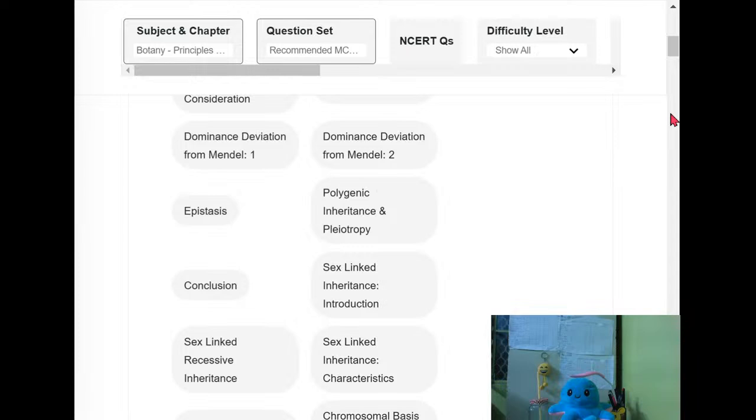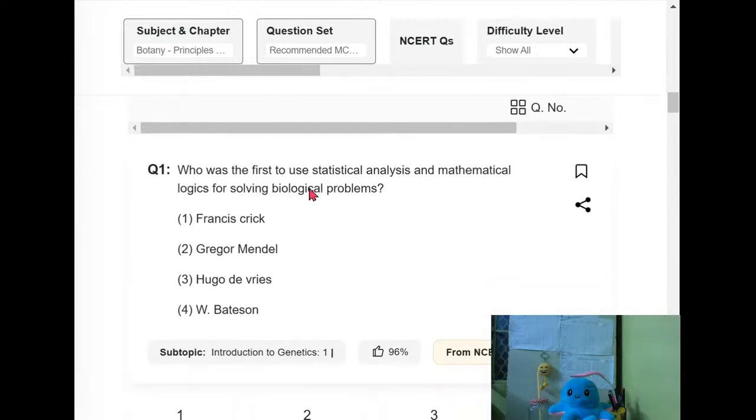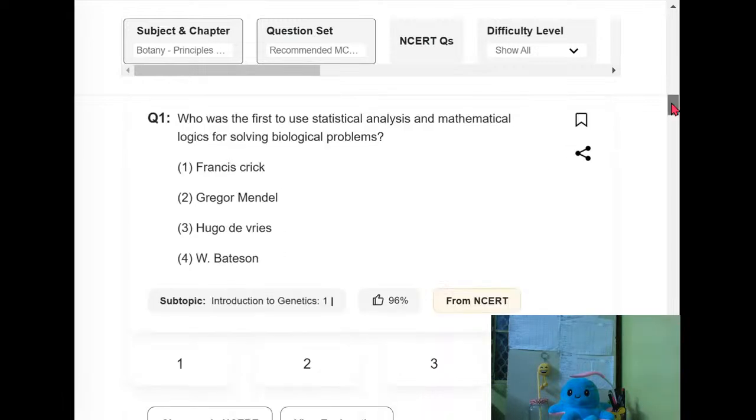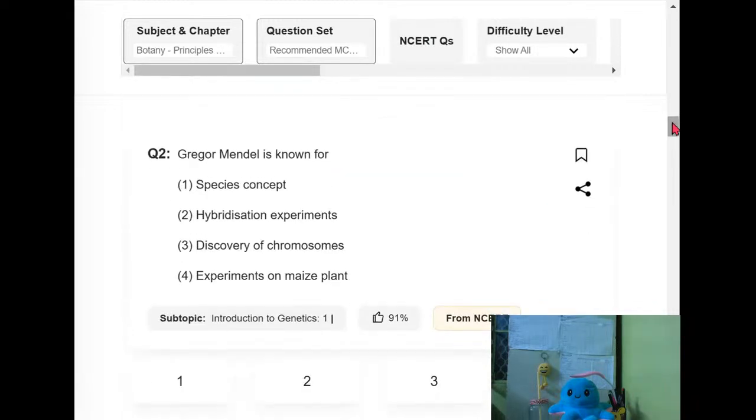Question number 1. Who was the first to use statistical analysis and mathematical analysis for solving biological problems? Mendel. Second is the answer. Mendel is known for species concept, hybridization experiment, discovery of chromosome, experiment on maize plantation experiment.